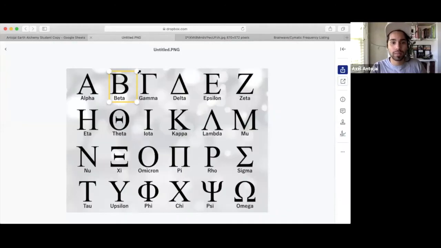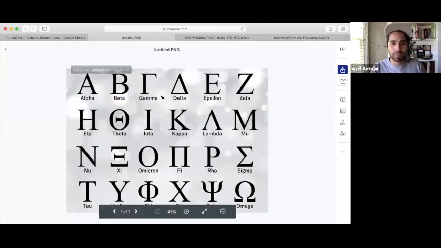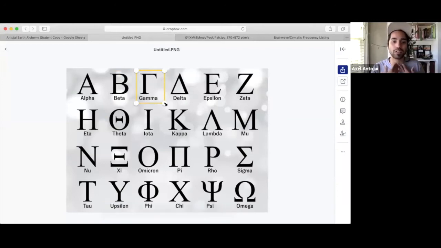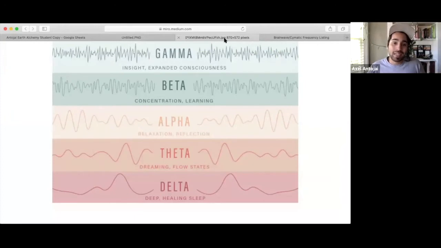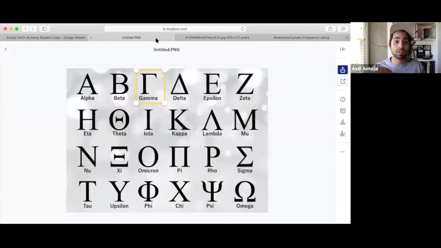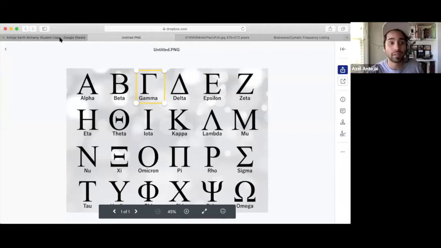So now we're going to step into gamma. Gamma is going to be at the throat chakra, all right? So see that symbol at your throat chakra. Gamma is insight and expanded consciousness. Gamma can also be associated to your crown chakra, so go ahead and allow gamma to also mix itself at your crown chakra. Take a deep breath.